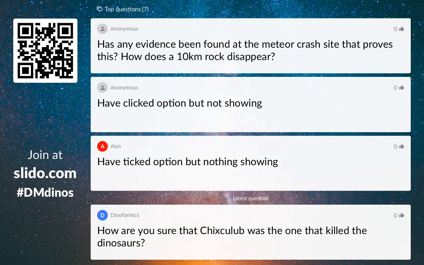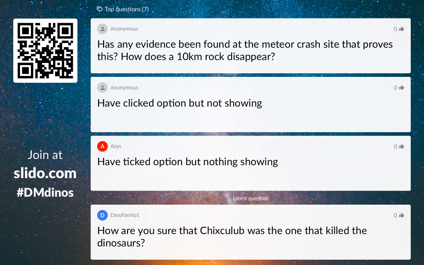Has any evidence been found at the meteor crash site that proves this? How does a 10-kilometer rock disappear? Well, essentially, it's because it hit the Earth so fast, and it really would have just obliterated itself, especially if it's a comet. It's like a dirty snowball, so it's a lot of ice. And with an explosion that's equivalent to 20 billion atomic bombs, that can really vaporize any kind of rock that hits. So that's what's making it disappear. It's just getting burnt up by the explosion when it hits the Earth.